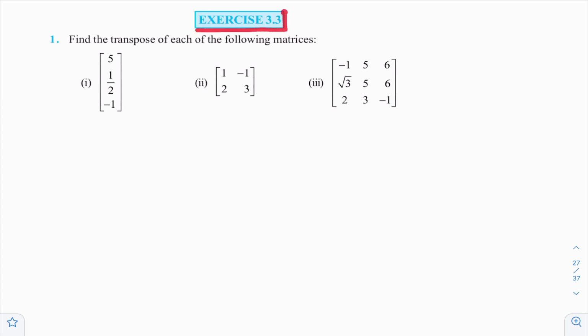Exercise number 3.3, question number 1. What are they asking in the question? Find the transpose of each of the following matrices. They are given 3 matrices here. We need to find the transpose of each of the following. So, we will calculate the transpose of each of the following.